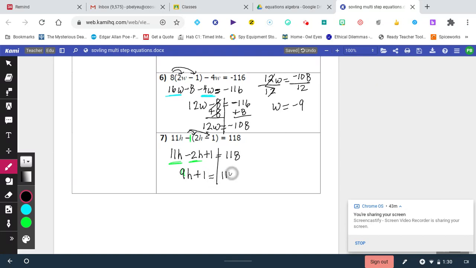Equals 118. You're going to get rid of the one that's farther from the variable by changing the sign. So I'm going to change positive 1 to negative 1. These will cancel. So that's 9H equals 117. The opposite of multiplying H by 9 is, of course, dividing it by 9. Remember, we're not changing the sign unless we're getting rid of the one that's farther from the variable. The other stuff stays, okay? So we got 117 divided by 9. So H is equivalent to 13.